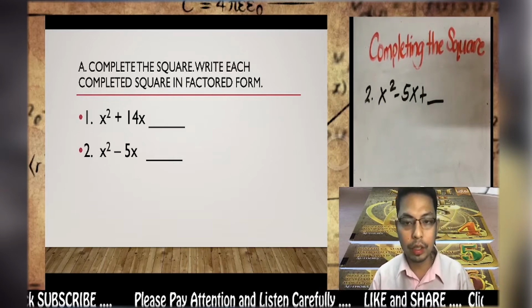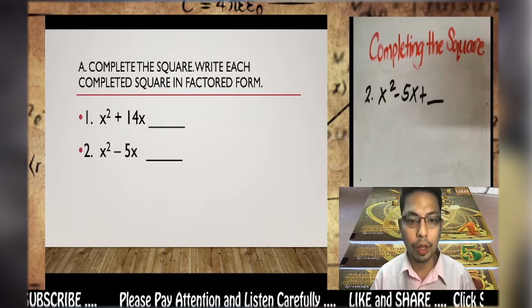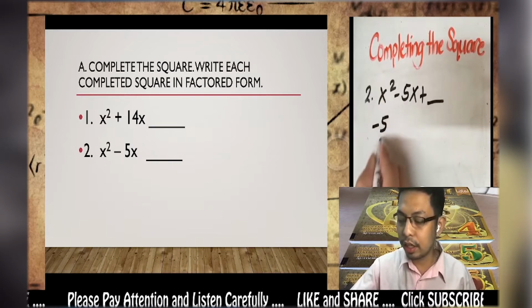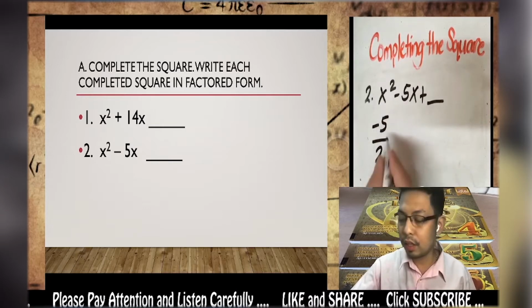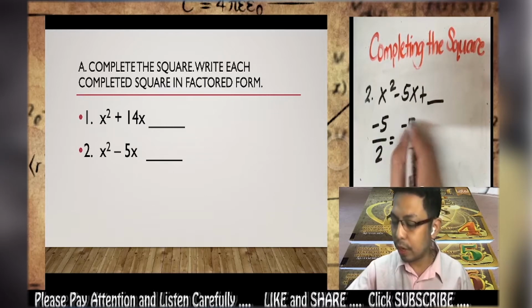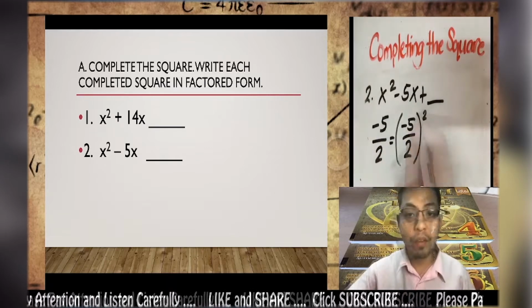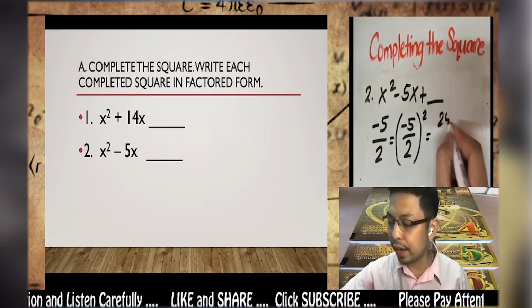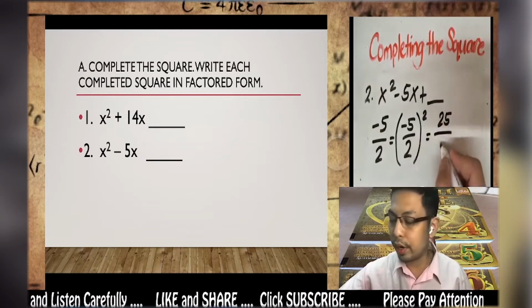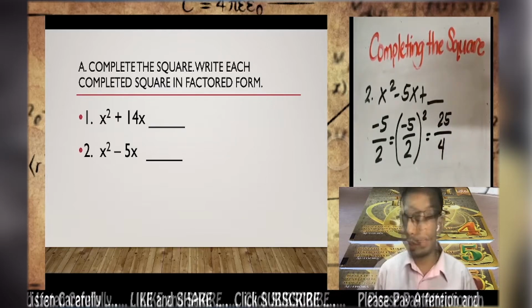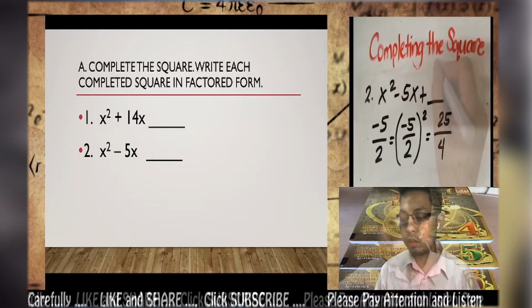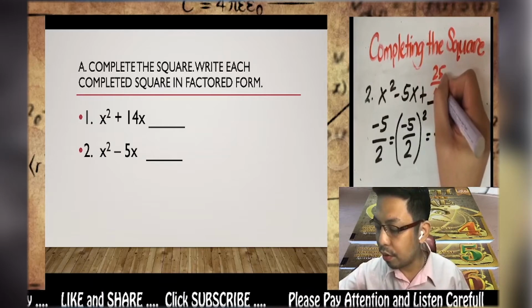The same process as number 1, follow the steps in completing the square. Get the numerical coefficient of x, and then divide it by 2. This is not divisible, so we have to make it as is. Step 2, we have to square the quotient. So negative 5 squared is 25 over 2 squared is 4. So the result is 25 over 4. So in step 3, we add the result 25 over 4.